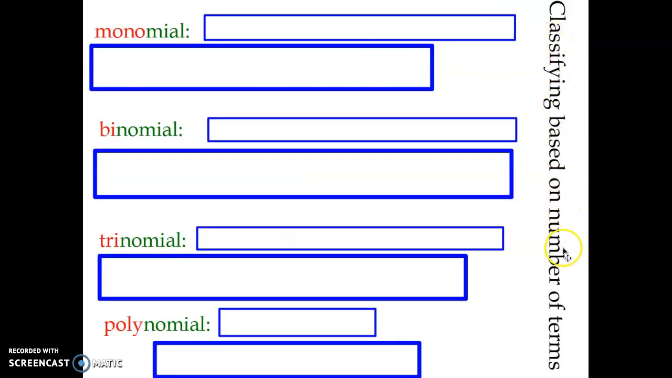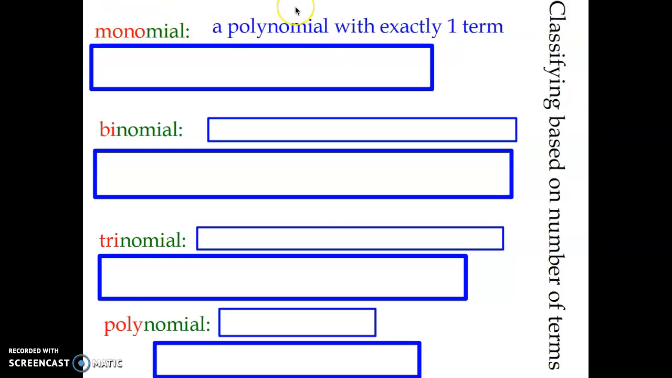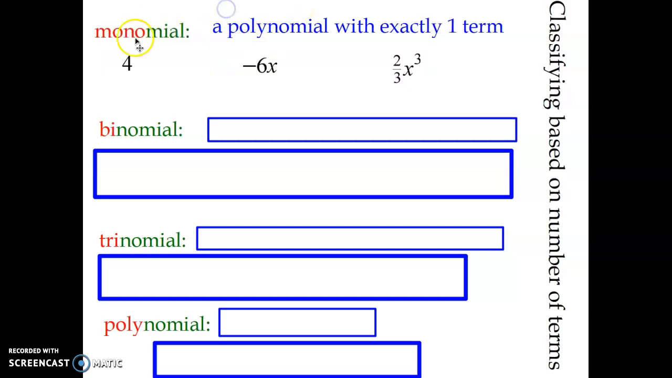Okay, first we're going to look at classifying based on the number of terms. So fill in that first blank there. We're going to be looking at monomials. A monomial is a polynomial with exactly one term. So some examples of monomials: 4, that's just 1. There's nothing added or subtracted to it. It's just itself.